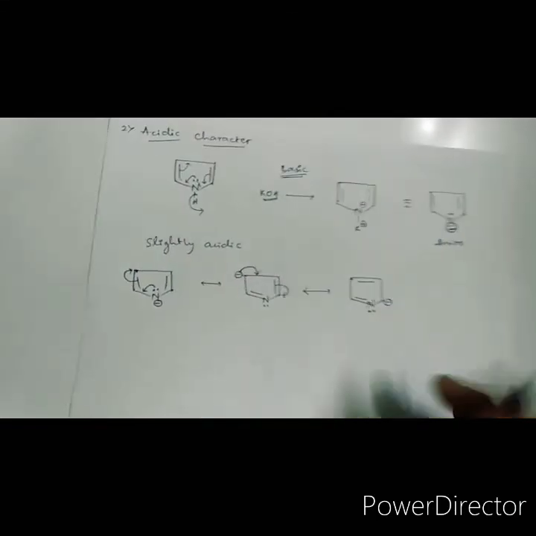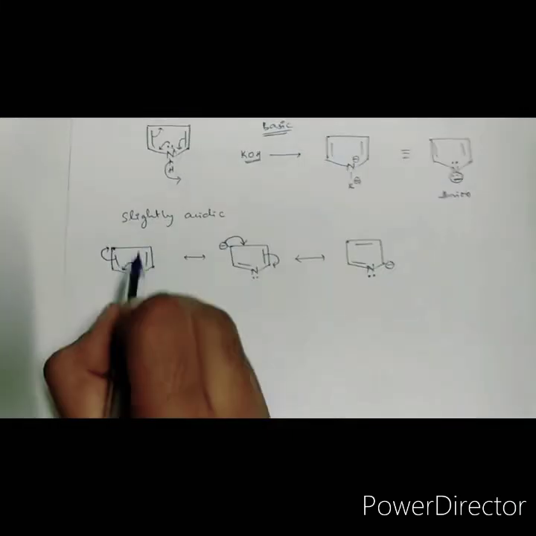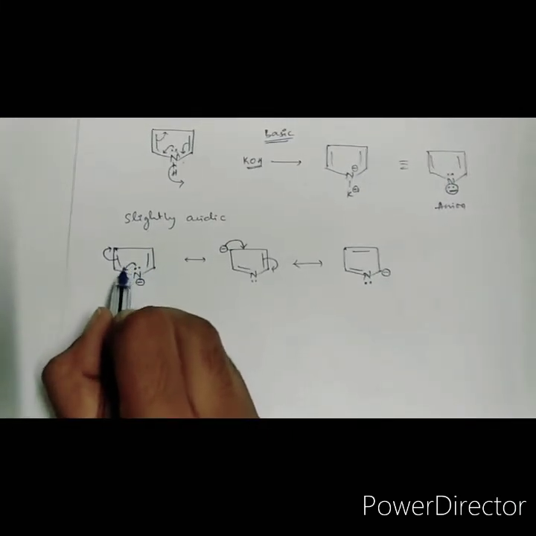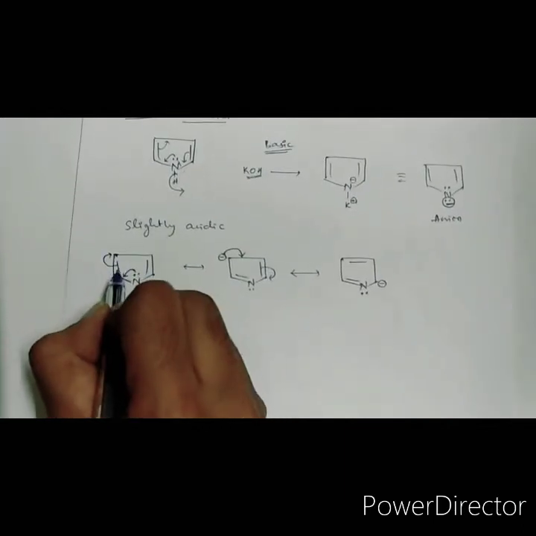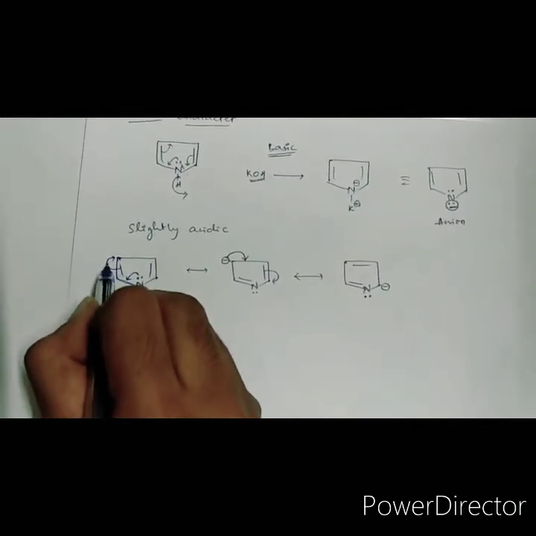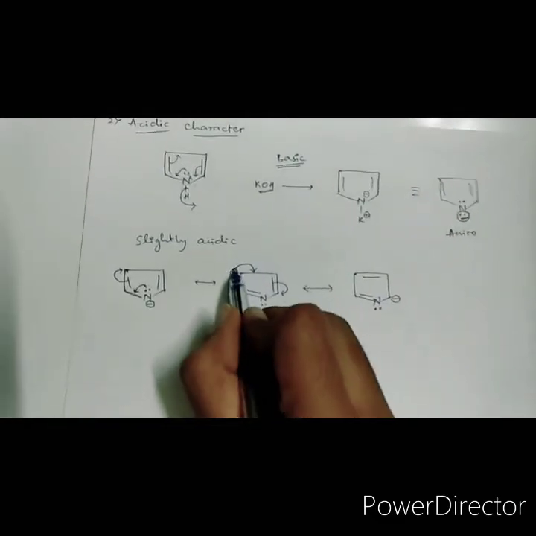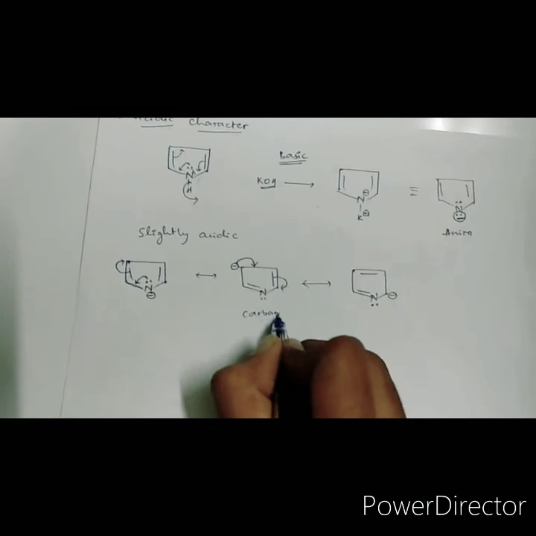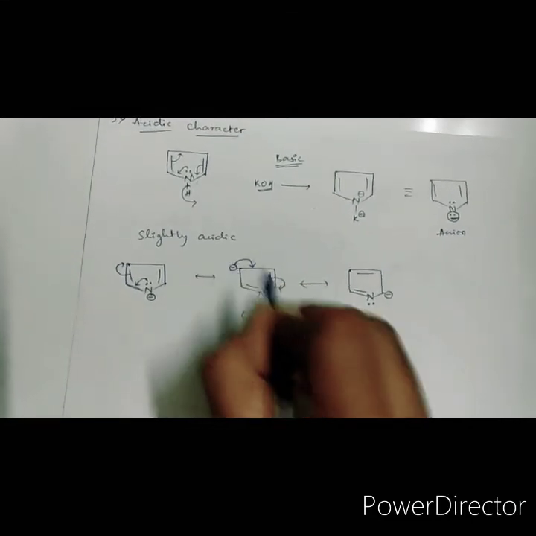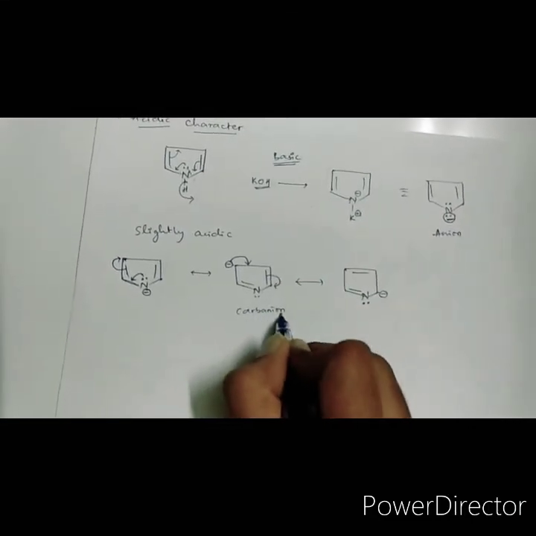So this is the resulting resonance structure. Here you can see the negative charge is being displaced to the adjacent carbon forming a double bond, while the already present pi bond is displaced to the next carbon atom forming another carbanion. This is known as a carbanion because the carbon is carrying a negative charge. So, anion and carbanion.